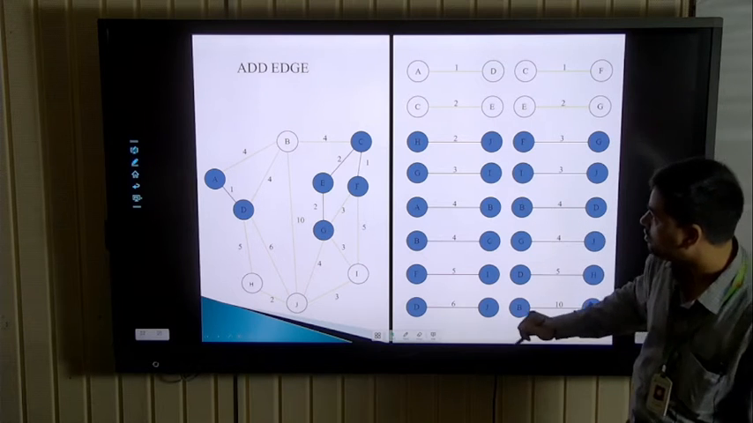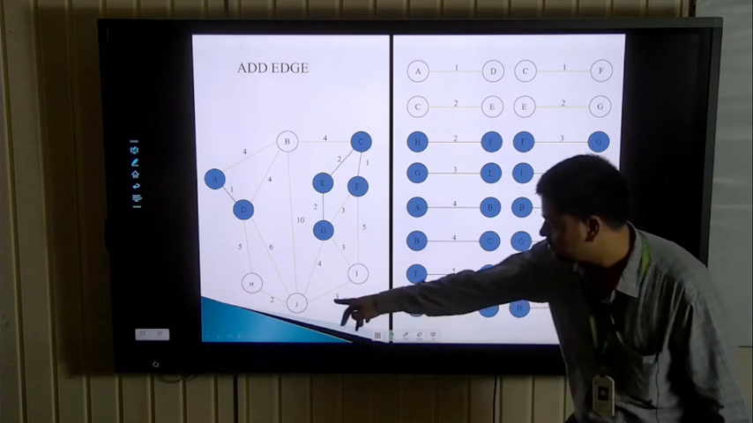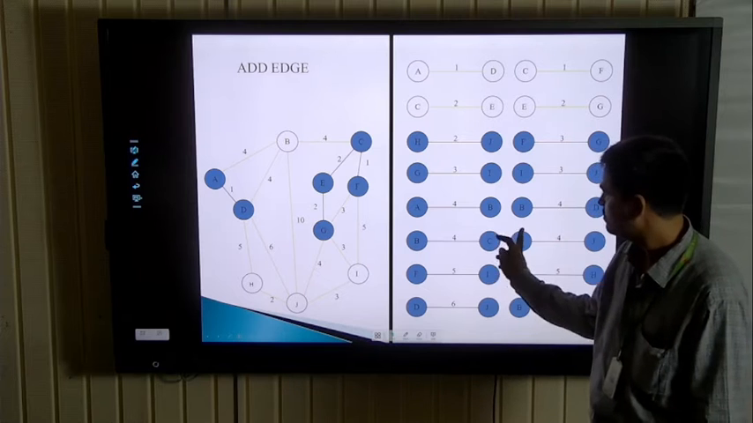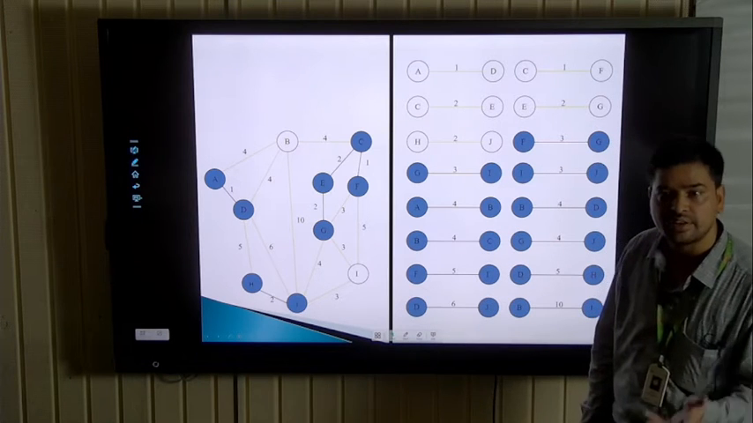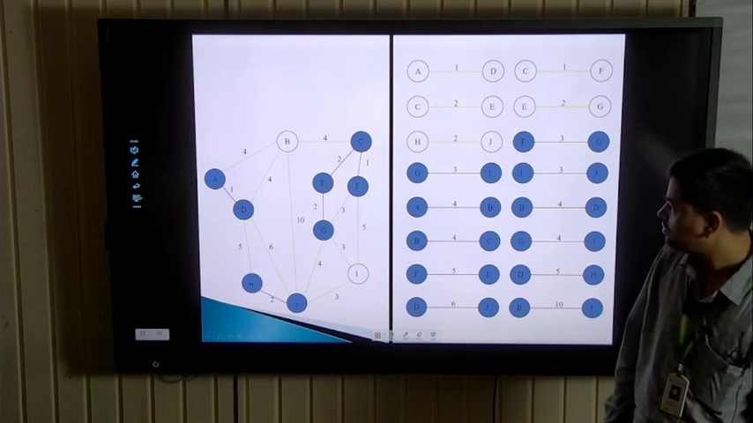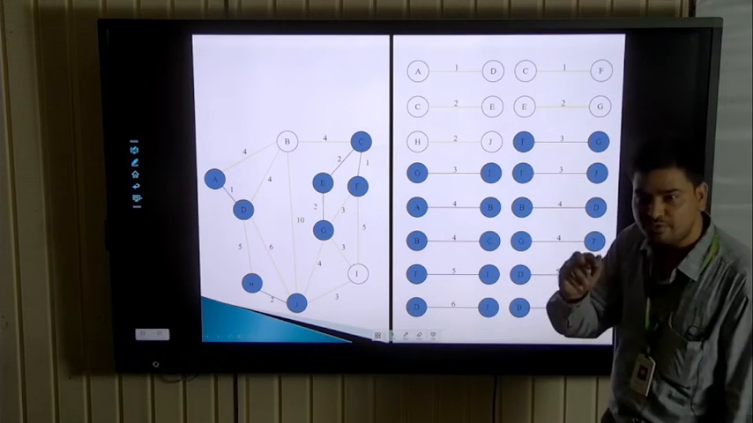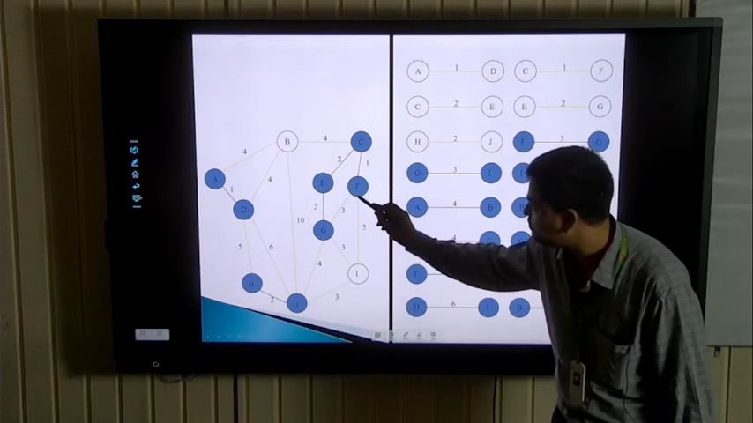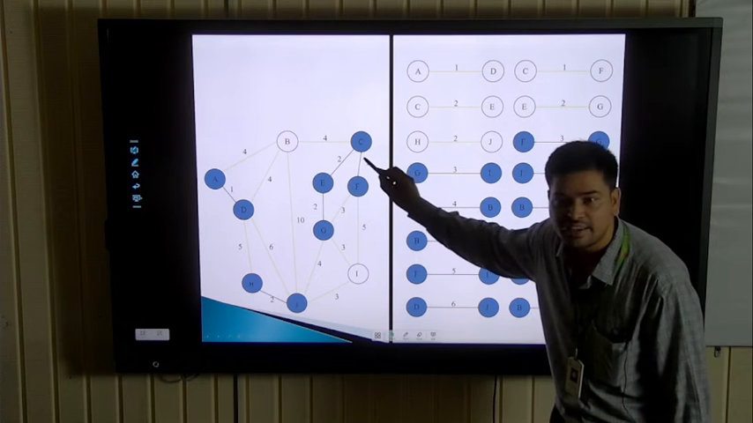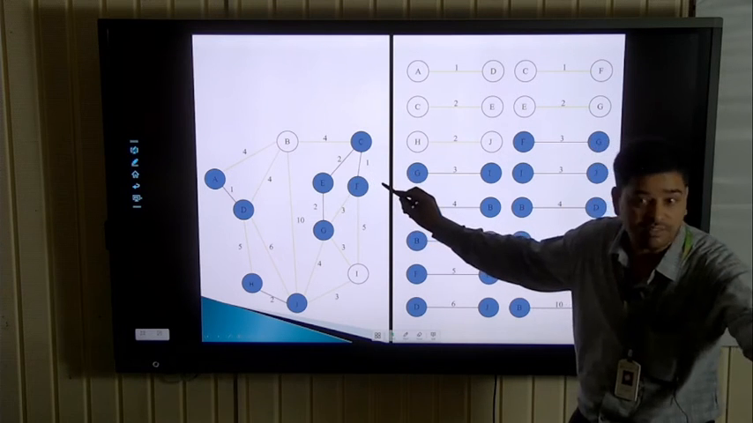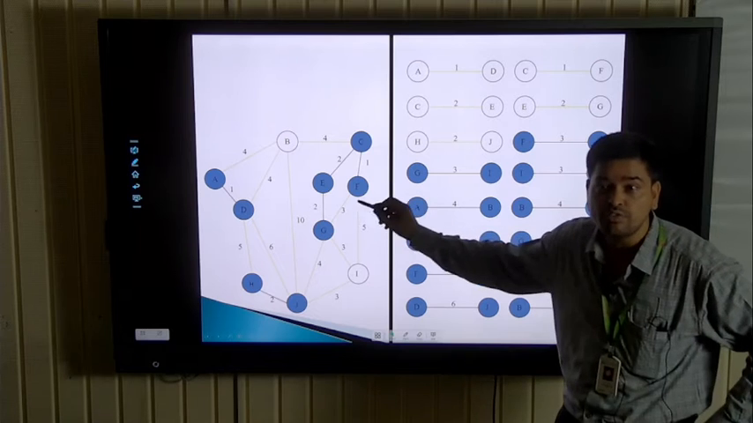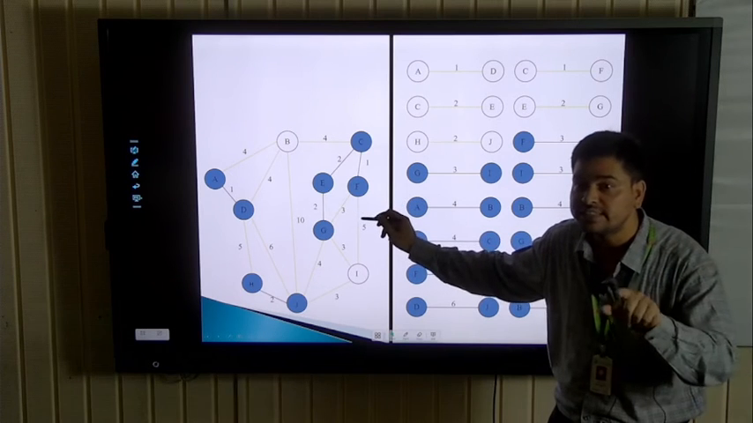H to J. Where is H to J? Clear? Next. F to J. Now the problem: if you connect this edge F to J, the cycle will be created. So remove this edge.